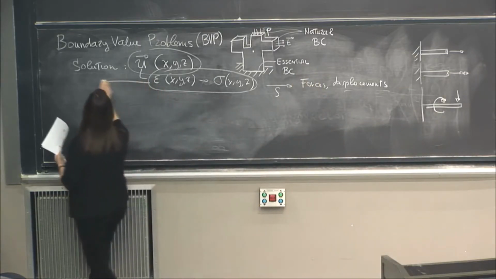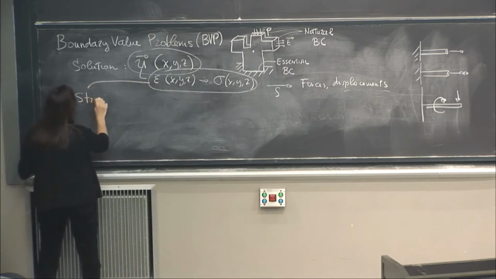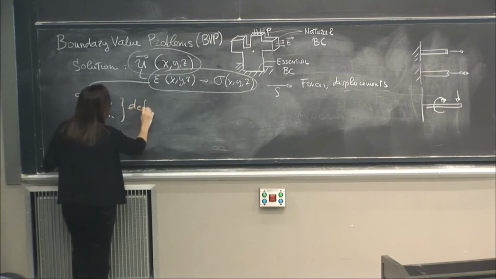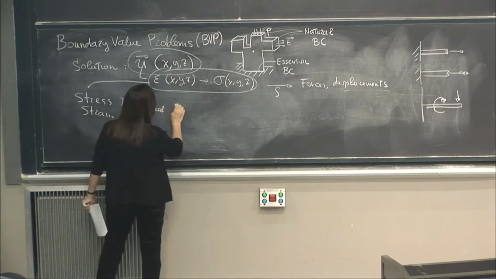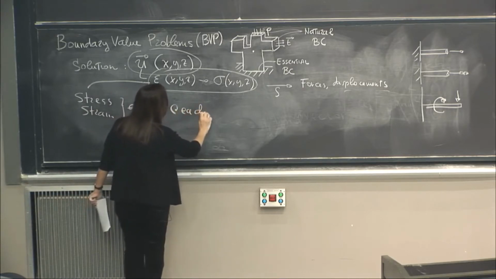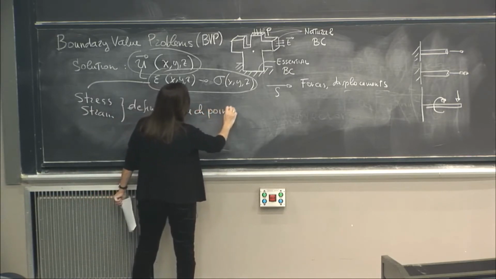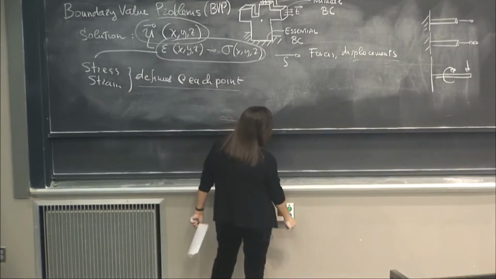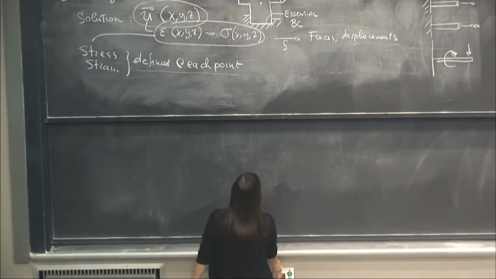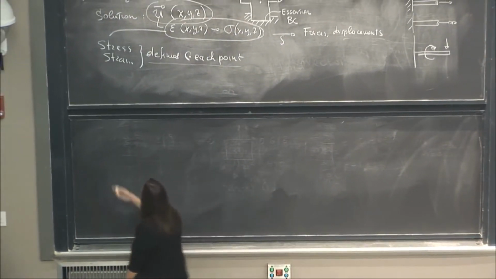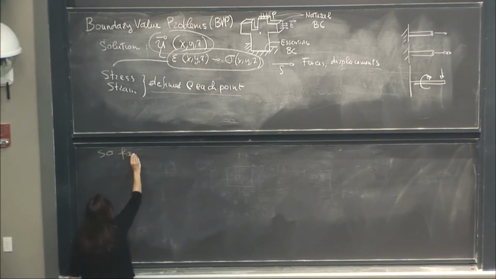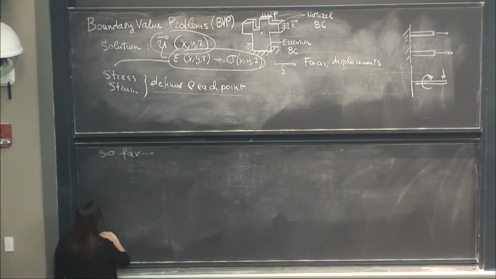So we know the stresses and strain. Stress and strain are defined at each point of the structure, right? At each point, there is going to be a stress and a strain. So what do we know so far about stress and strain? So far, we know a bunch of things.